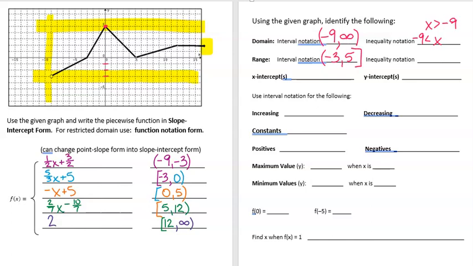For inequality notation, the boundaries for your y values are -3 and 5. A parenthesis indicates the less than sign. A bracket indicates the less than or equal to sign.